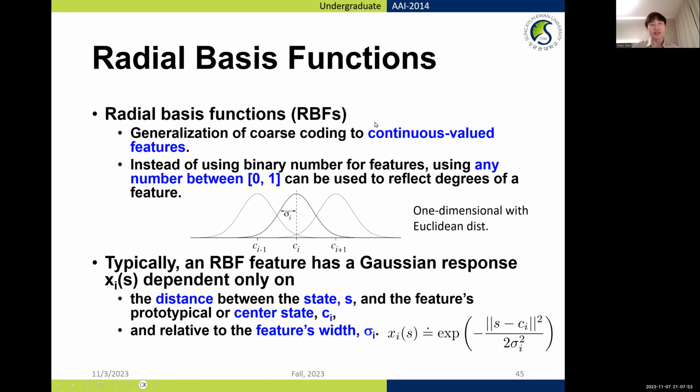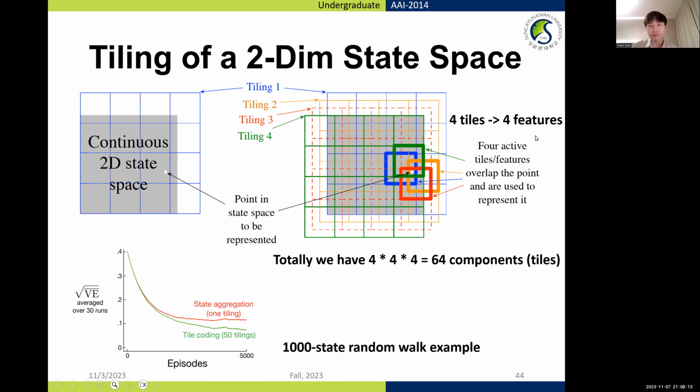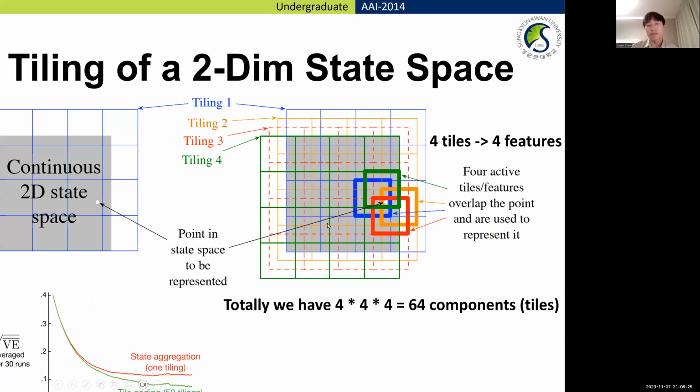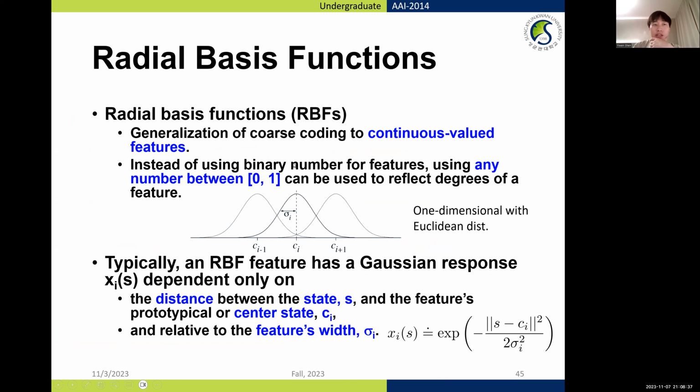Now we move to another basis function, which is the radial basis function. Radial basis functions are like a generalization of tile coding to continuous-valued features. In tile coding, the features are binary, either 0 or 1, so it may lose some resolution when the space becomes continuous. In that case, we can use the radial basis function, because it can represent any number between 0 and 1 that reflects different degrees of a feature.